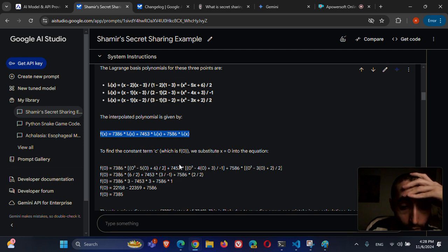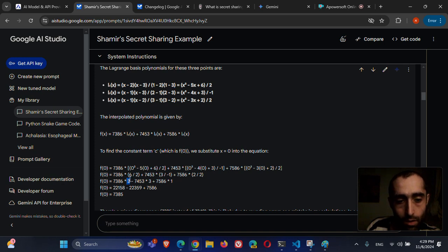Now we want to find the value of the polynomial. In order to find the secret, we want the value of the polynomial at x equals 0. So we plug in x equals 0, and for each L we will get a value, right? For example, for this one, x squared of 0 is 0, minus 5 times 0 is 0, plus 6 divided by 2, which is 3.